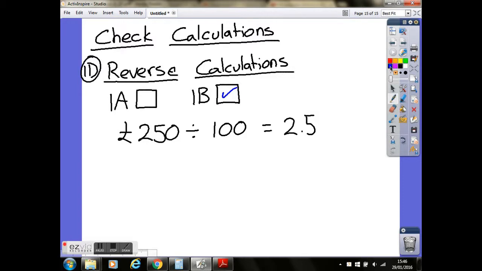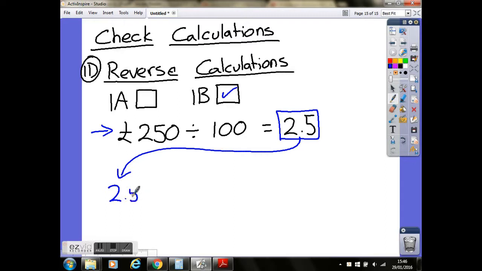So, for the reverse calculation, if we're wanting to check this, the first thing we do is start with our answer. So bring our answer over here and start with 2.5. Now the next thing is to swap around the operation that we've used. Now, when I say operation, what I mean is this in the middle. So it can be a plus, minus, divide, multiply. Either one is what we call the operation. Now, because we're on a divide here, what we want is the exact opposite of this. So obviously the opposite of divide is to multiply.